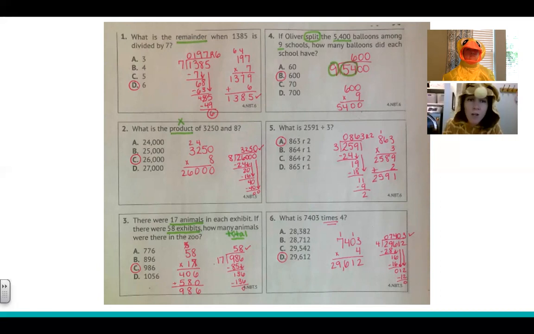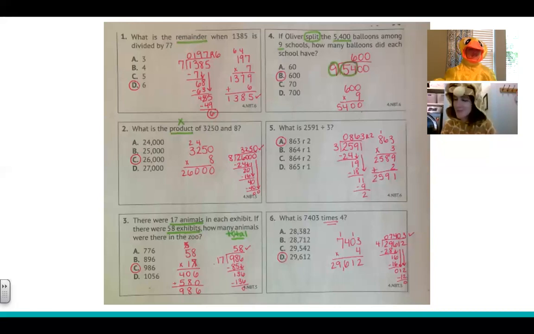We checked our work. And you check your work by taking the quotient and multiplying it by the divisor and then adding the remainder. And looky there, it matched up. And that means the answer is D, 6. Hopefully you checked and you already know all your answers are right before us sharing.